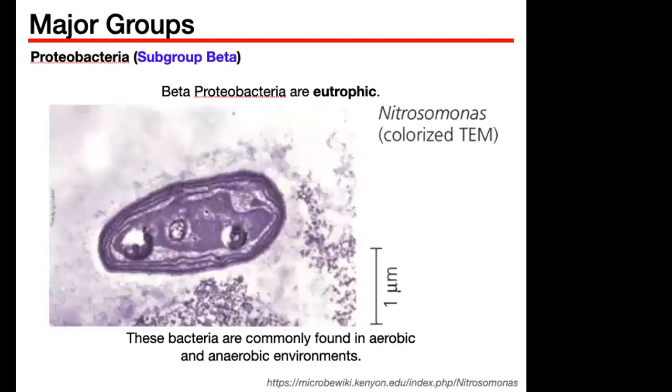And then we have subgroup beta naman. Unlike sa subgroup alpha, most proteobacteria under the subgroup are eutrophic, no? Eutrophic, kaya baliktaran siya ng oligotrophic. That means that these organisms require large amounts of organic nutrients to survive. And kailangan masatisfy yung nutritional requirements niya for it to survive. Otherwise, it will not flourish, no?